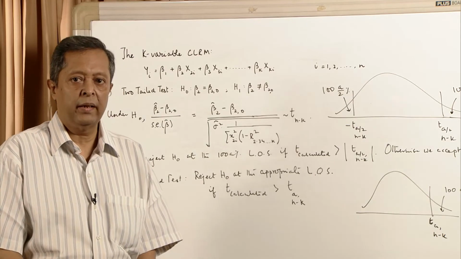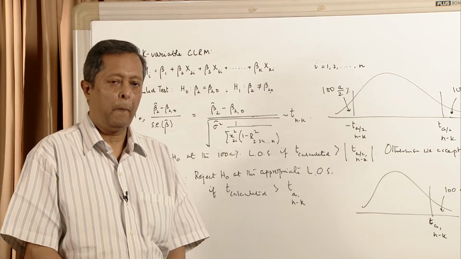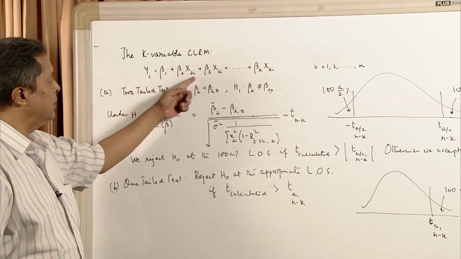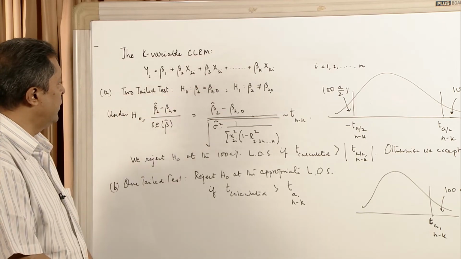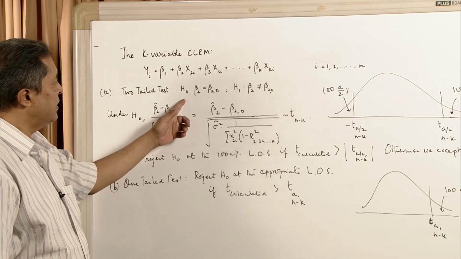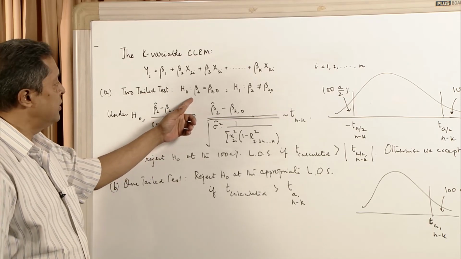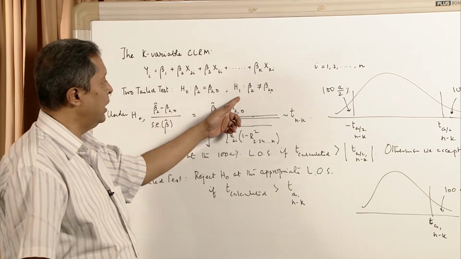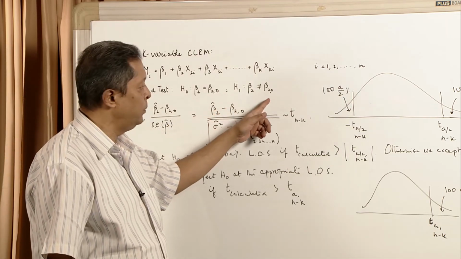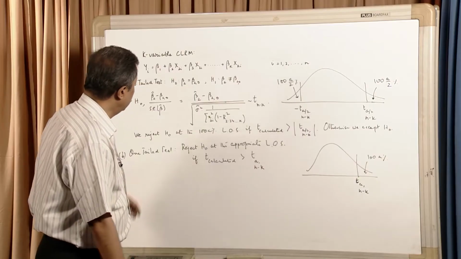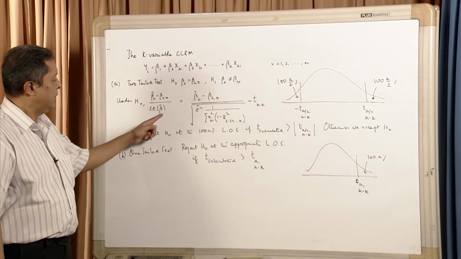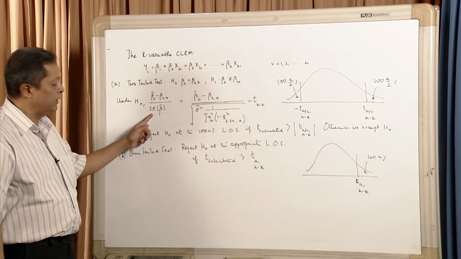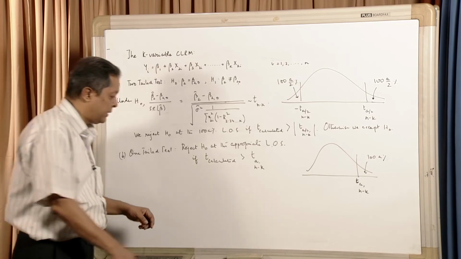We now summarize what we have gathered so far in terms of the k variable model. So, that is our k variable classical linear regression model. The two-tailed test has the null hypothesis beta 2 equal to beta 2 naught and alternative hypothesis beta 2 not equal to beta 2 naught. And we already know that this is our test statistic, beta 2 hat minus beta 2 0 divided by standard error of beta 2 hat.